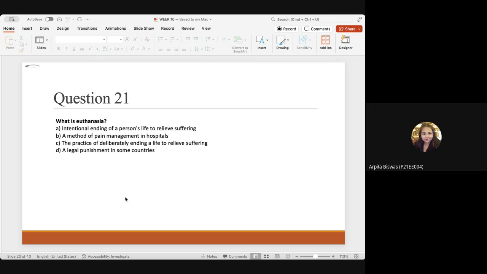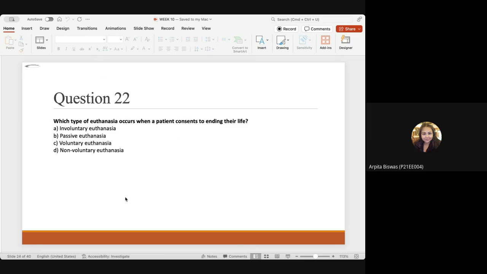A little bit of confusion. You can note this question and further you can also check. Okay, ma'am. Option A or C. Which one is the right option? A or B, I think, ma'am. Yes, you just note this question and further you can check. Okay. Ma'am, it is C, ma'am. Sorry. Yes, I think the answer is option C. The practice of deliberately ending a life to relieve the suffering. Okay, ma'am. So next, this is the question number 22.